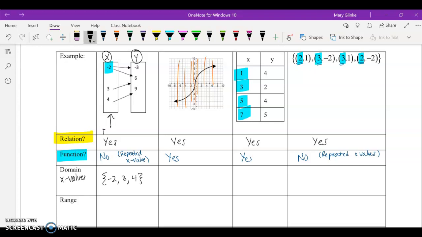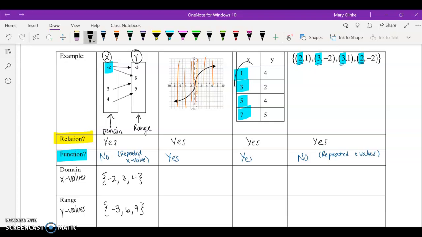Your range then, if your domain was your x, your range is going to be your y values. So looking at these, we're going to list the y values from least to greatest. So we're going to start with -3, and then 6, and then 9. Let's come back to the graph here at the very end. Let's move on to the table here.